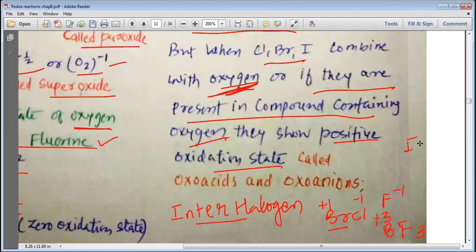Even, my dear students, IF7 is also possible, where fluorine has -1 oxidation state and iodine has +7 oxidation state. So in the interhalogen compounds, the halogen will have the positive oxidation state, except fluorine. Fluorine will never have positive oxidation state. Also when halogens are bonded to a compound containing oxygen, or just bonded directly to oxygen, this halogen may have the positive oxidation state.